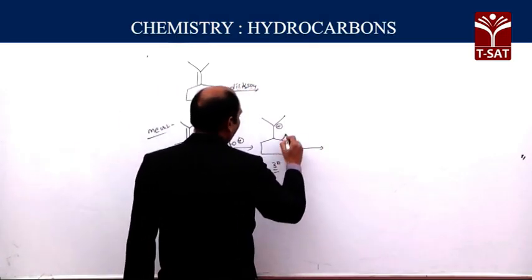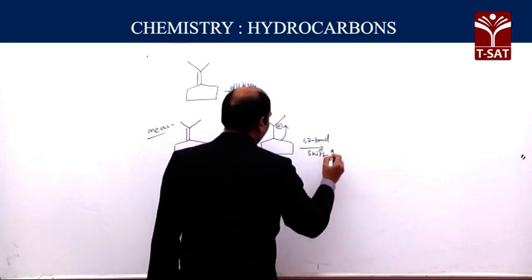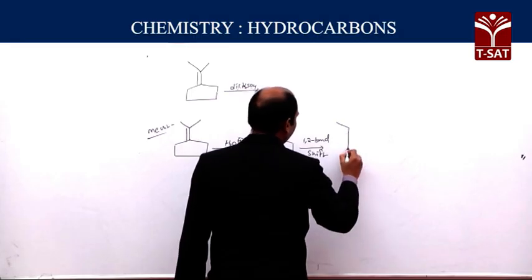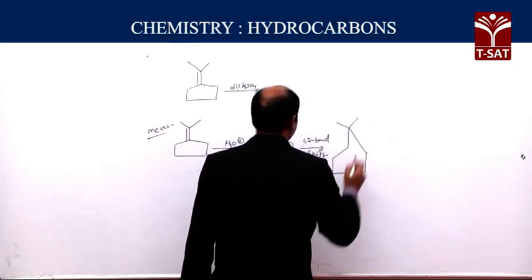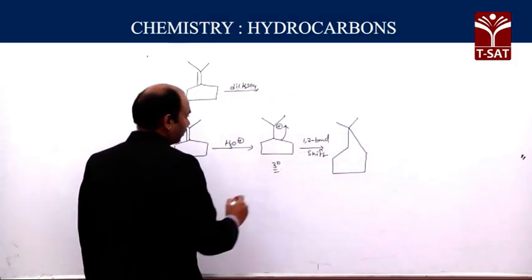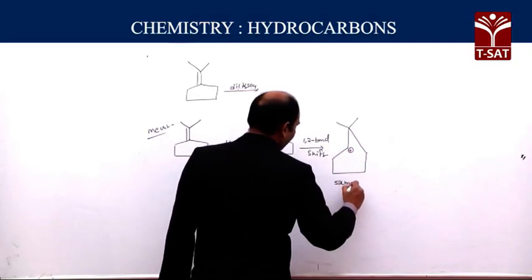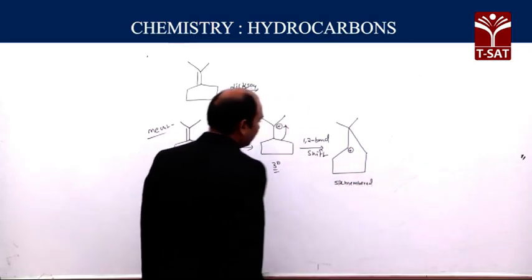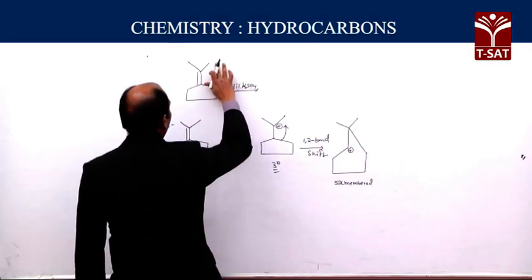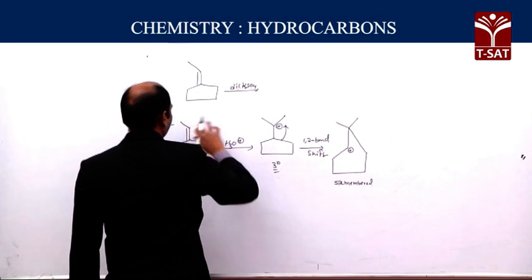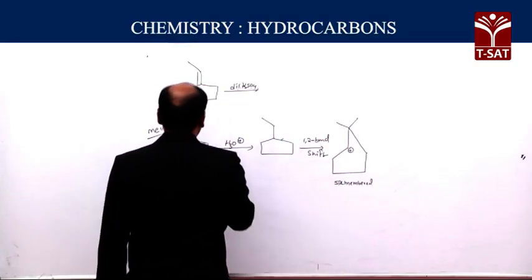Here a 1,2 bond shift takes place. If a 1,2 bond shift takes place, what happens? Here a carbocation is formed. This is 6-membered. A 6-membered carbocation is formed. In this 6-membered ring, let us take one thing. Here remove the methyl group, here also a methyl group, this one also a methyl group.